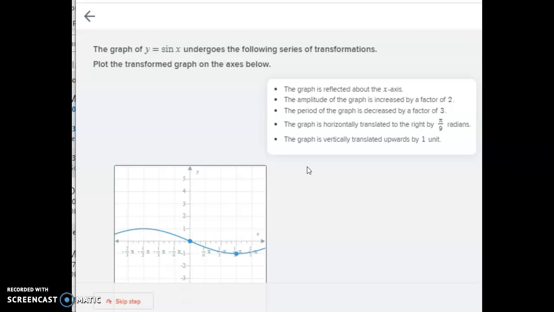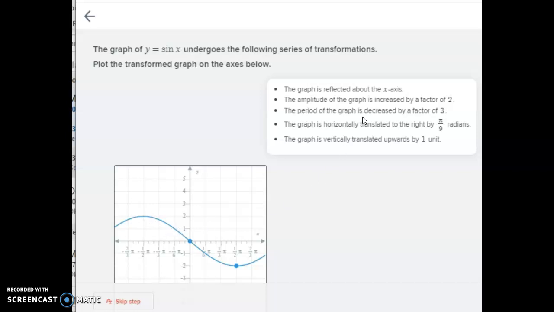Then it says the amplitude is increased by a factor of 2. Well, right now the amplitude is 1. So if we increase it by a factor of 2, now it's going to be 2. Negative 2 down here, positive 2 over on the other side.